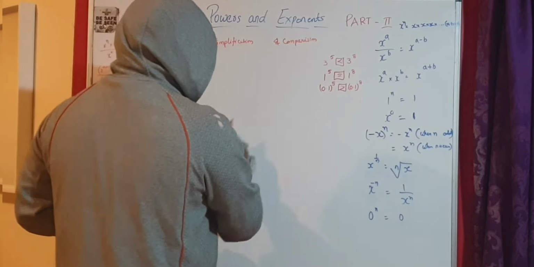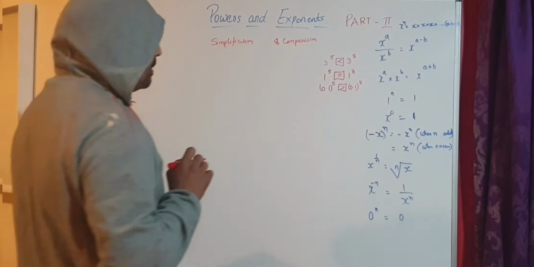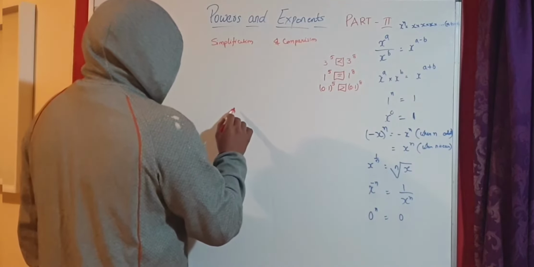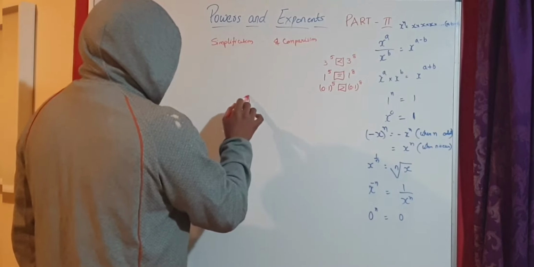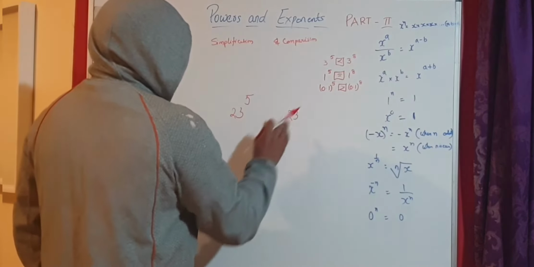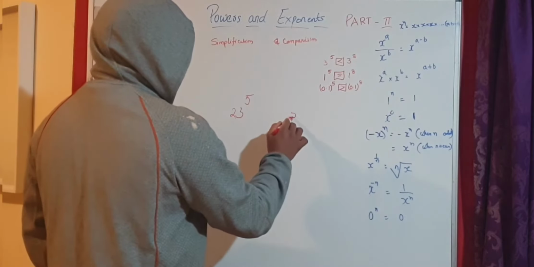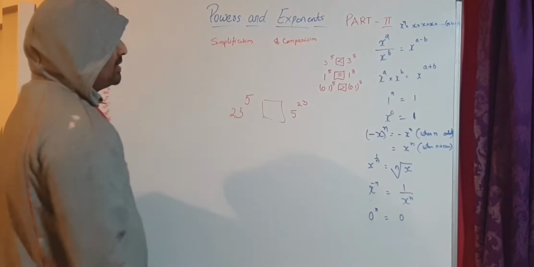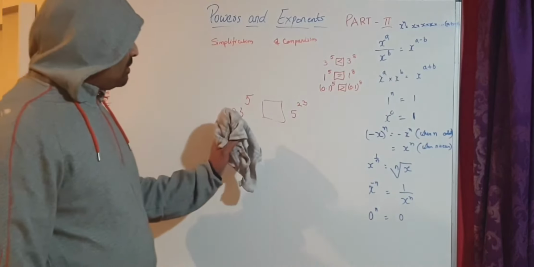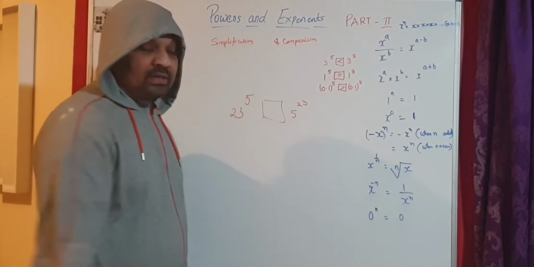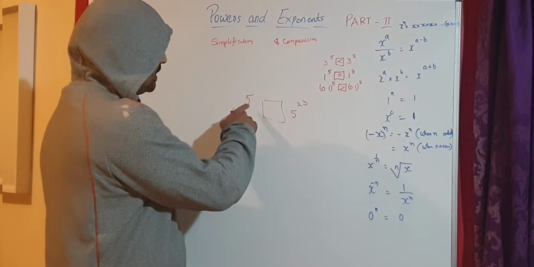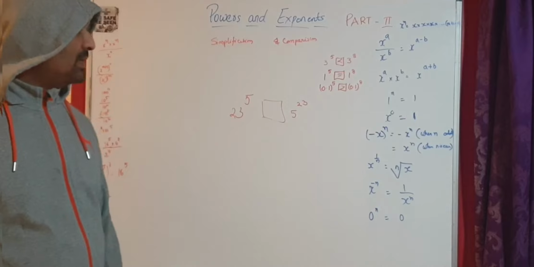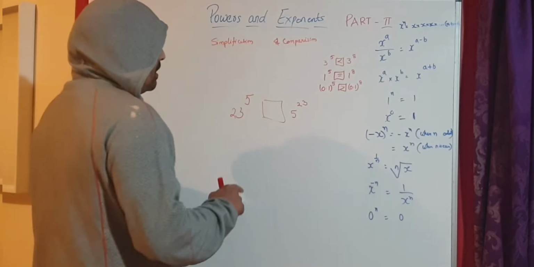But there's one rule. Say for example 23 to the power of 5, and on the other side you take 5 to the power of 23. If you notice the pattern closely, I have interchanged the powers and bases from the left side to the right side. Here the base is 23, here the power is 23. On the left side the power is 5, on the right side the base is 5. So there is one formula.